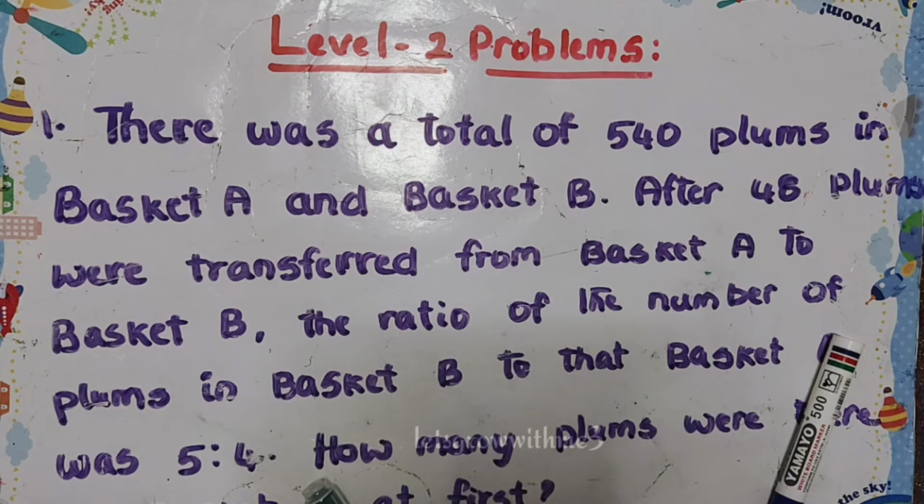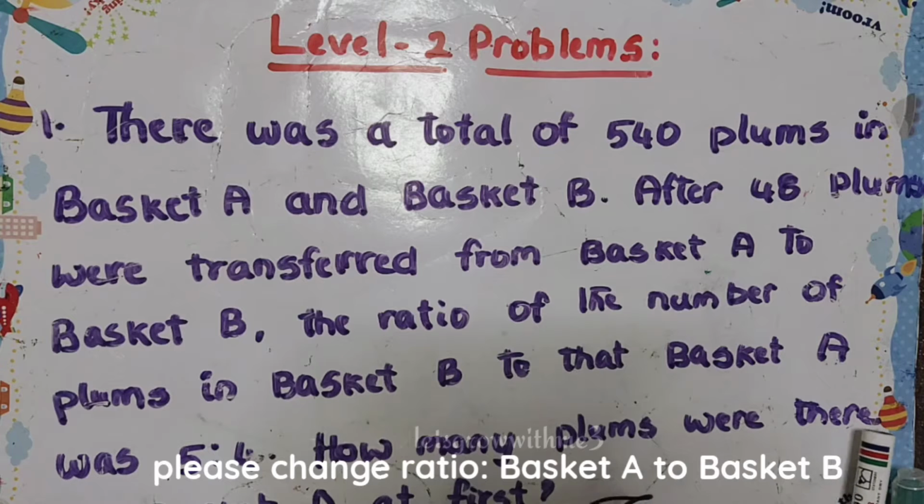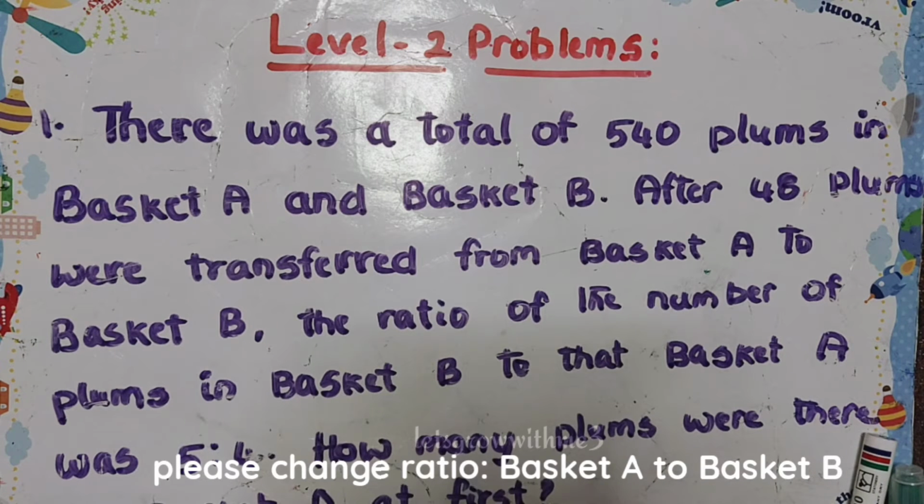There was a total of 540 plums in basket A and basket B. After 48 plums were transferred from basket A to basket B, the ratio of the number of plums in basket B to that in basket A was 5:4. How many plums were there in basket A at first?